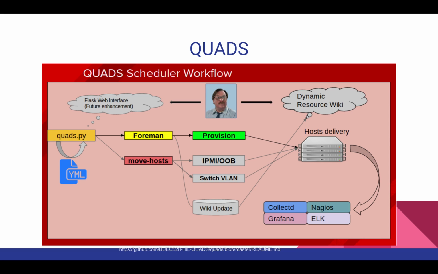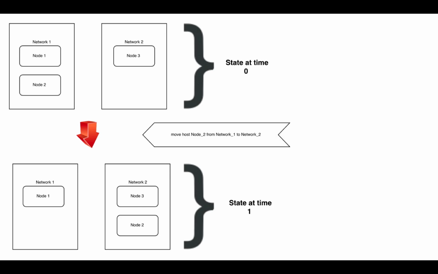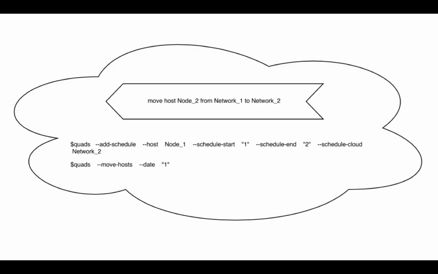On this picture, you can see that QUADS sends commands to Foreman and/or uses the operation move hosts. Move hosts specifically moves nodes from one network to another. This picture illustrates how three nodes are distributed between two networks at time 0. At time 1, node 2 is scheduled to be inside network 2, not network 1. To actually move it at time 1, we send a command that moves hosts. These commands are shown in the cloud. We first schedule node 1, then at time 1 we do move hosts that actually makes changes in hardware.